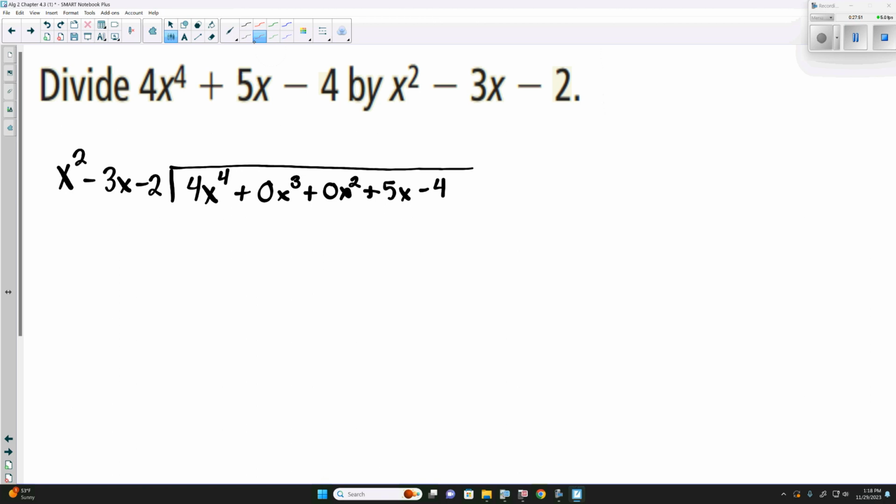And once we have this set up, we can start. Outside, everything was there because we have x squared, x, constant. We don't have to add anything to it. First question we have is what times x squared will give us 4x to the fourth? It would be 4x squared. Now 2x squared would work if we had 2x squared minus 3x minus 2, then it would be 2x squared. But since it's just x squared, we need it to be 4.